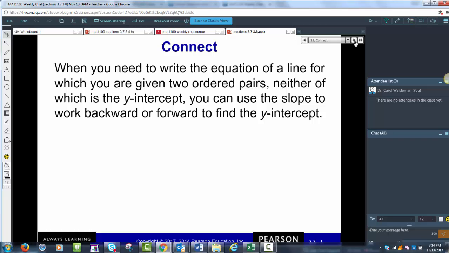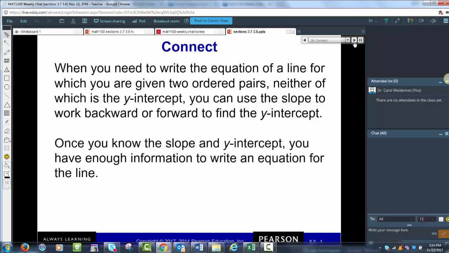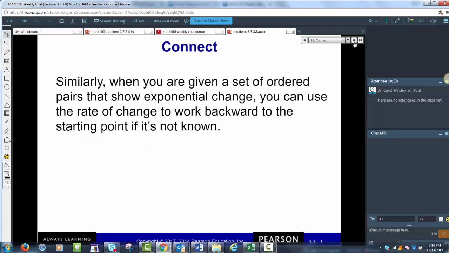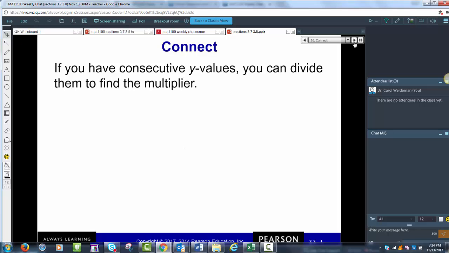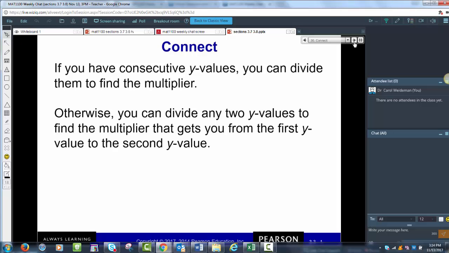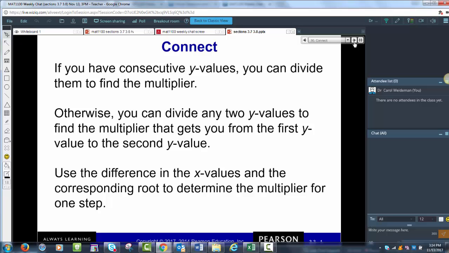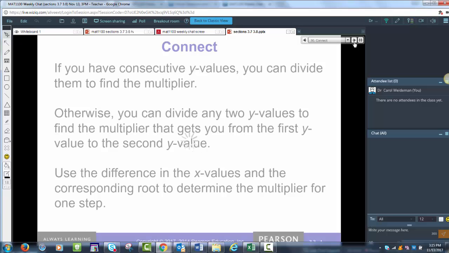So when you need to write the equation of a line for which you're given two ordered pairs, neither of which is the y-intercept, you can use the slope to work backwards again and find the y-intercept. Once you know the slope and the y-intercept, you can write the equation. Similarly, when you are given a set of ordered pairs that show exponential change, you can use the rate of change to work backwards to the point if it's not known. If you have consecutive y values, you can divide them to find the multiplier. Otherwise, you can divide any two y values to get the multiplier, and that gets you from the first to the second. And then use the difference and the corresponding root to determine the multiplier.